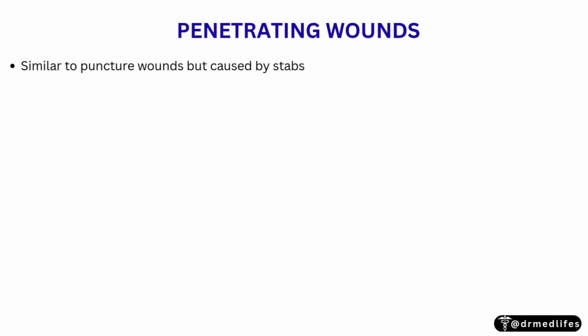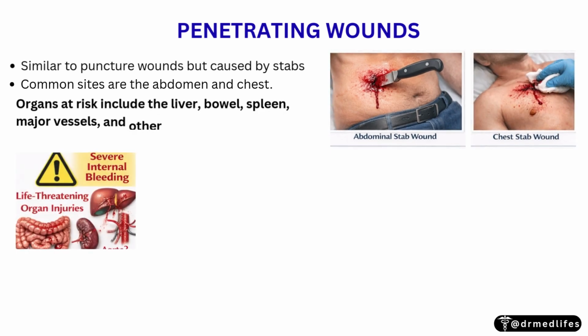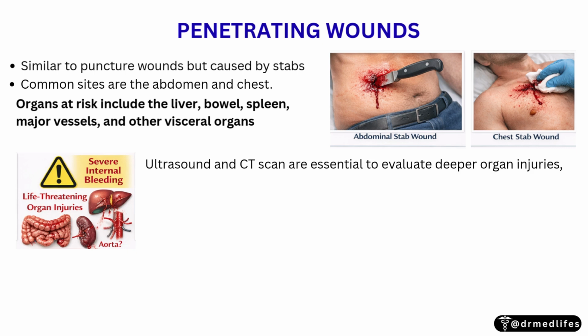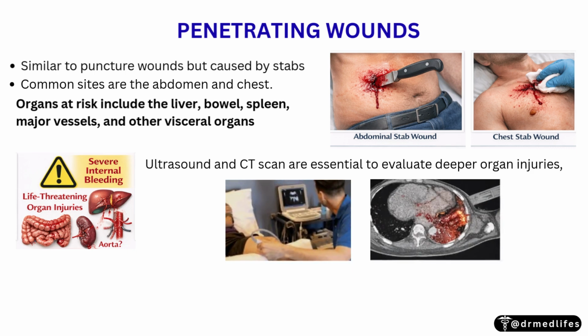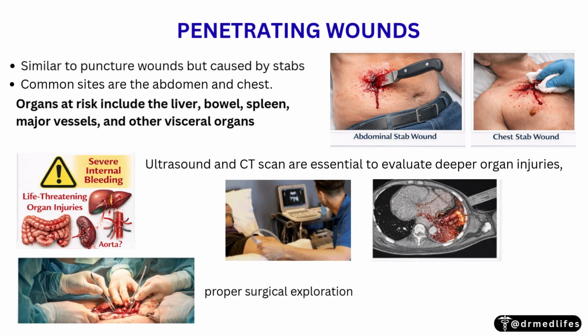Seventh one is penetrating wound. It is similar to puncture wound but caused by stabs. Common sites are the abdomen and chest. Organs at risk include liver, bowel, spleen, major vessels, and other visceral organs. Ultrasound and CT scan are essential to evaluate deeper organ injuries, and proper surgical exploration under general anesthesia is required.